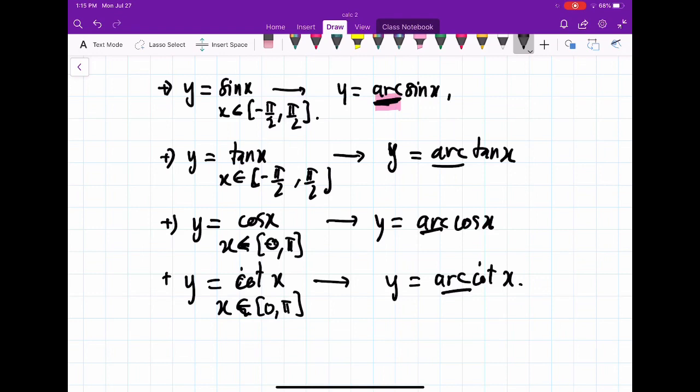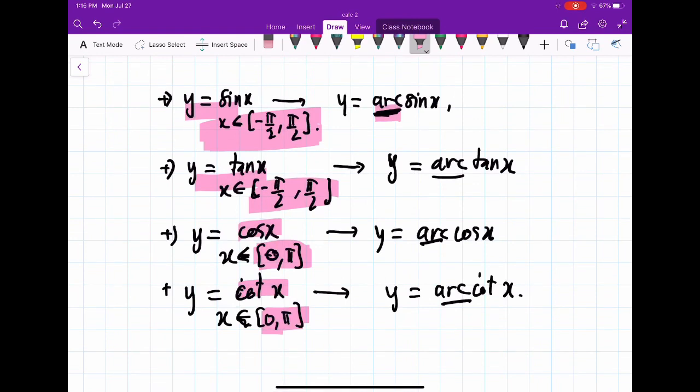But the thing I want you to memorize is when you talk about sine and tangent, you are talking about the interval negative pi over 2 to pi over 2, okay? But when you're talking about cosine and cotangent, you are talking about the interval 0 to pi. Don't forget that.